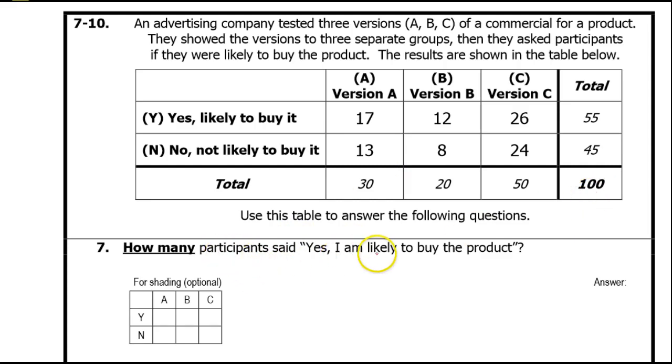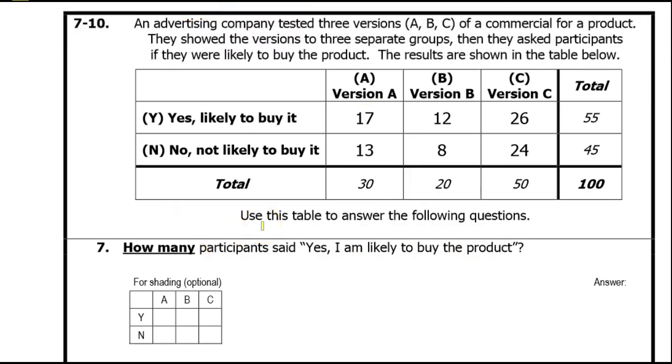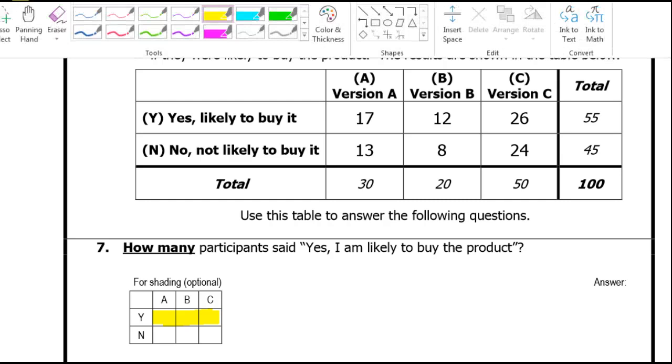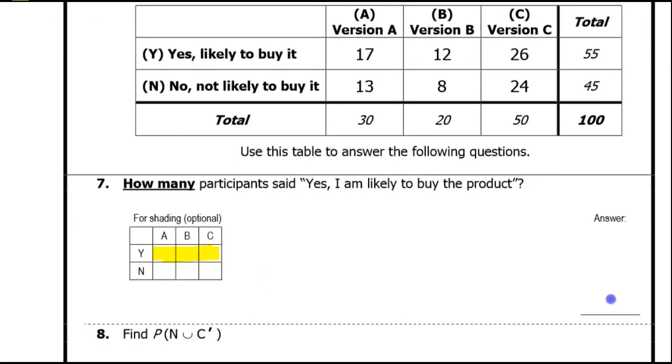So, how many participants said, yes, I'm likely to buy the product? All right, so the yes is this row right here. And we're helpfully told that that adds up to 55. So 55 people. This is not a probability, it's just how many. So I'm not writing a fraction down right now, I'm just saying 55 people.